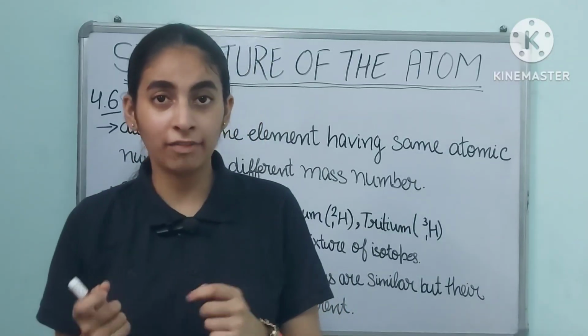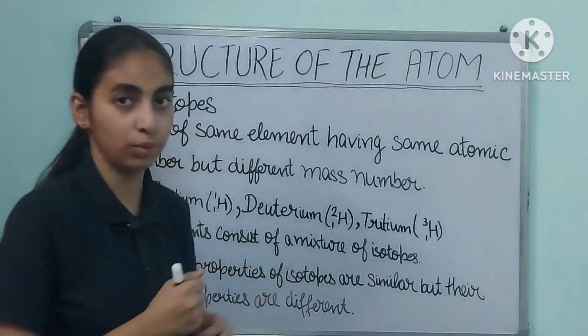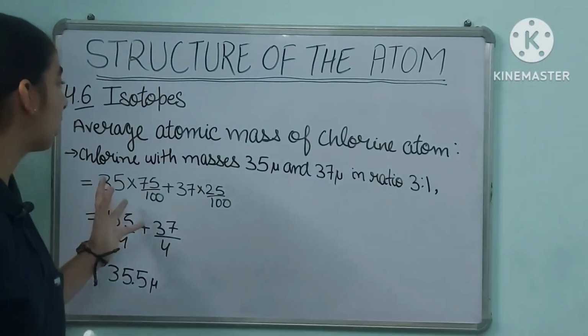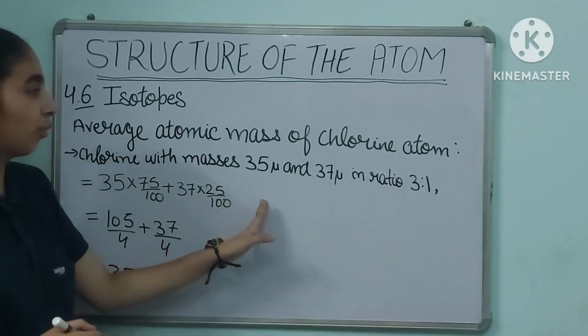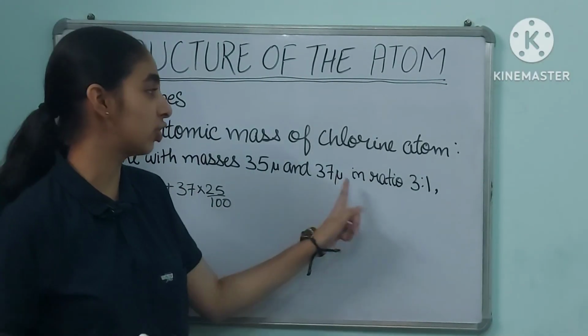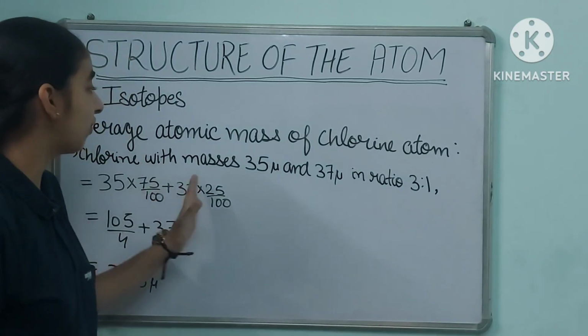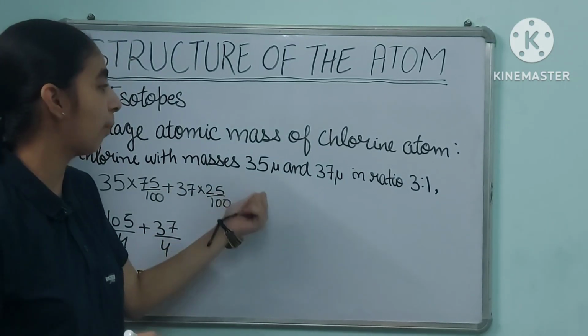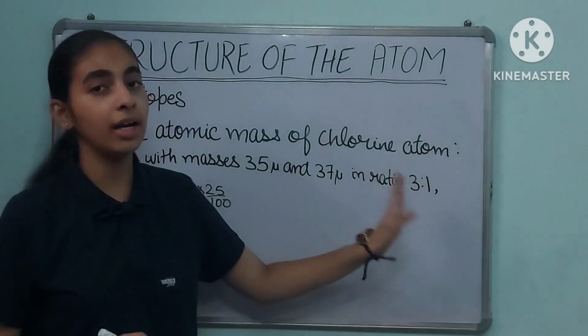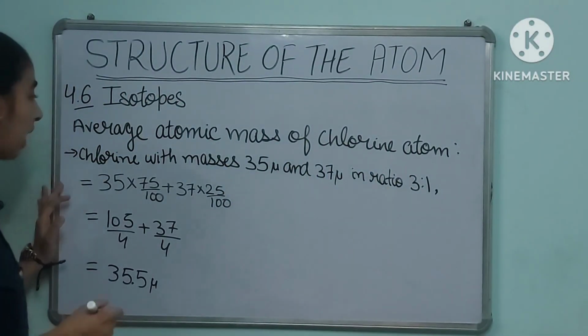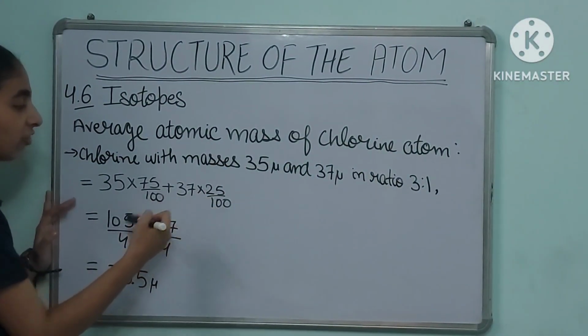So how to find that average? I'm going to show you. This is a way to calculate the average atomic mass of a chlorine atom. Chlorine with the mass of 35 mu and 37 mu is present in the ratio 3:1. Means the mass of 35 mu is present in the ratio 3 and 37 mu is present in the ratio x. So how to calculate 35 into 75 upon 100?